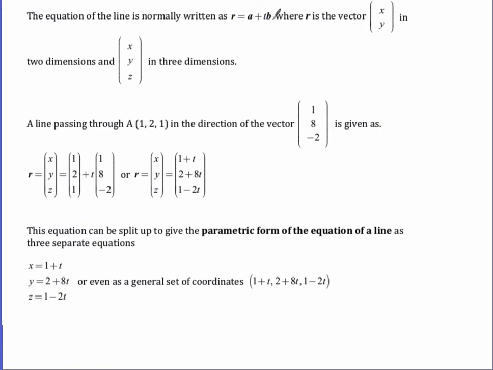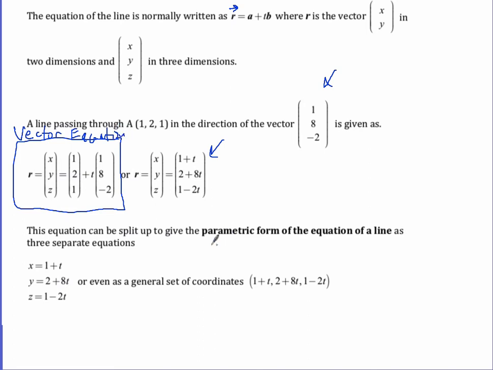This is what it looks like in condensed form. r is the vector (x, y), or (x, y, z) in 3 dimensions, so it represents a column vector like that, and a is any point on the line, and b is the direction vector. So a line passing through (1, 2) in this direction, you can write like this. Sometimes we just write it like this as well, for when we're solving equations or converting the form. This is called the vector equation of a line.